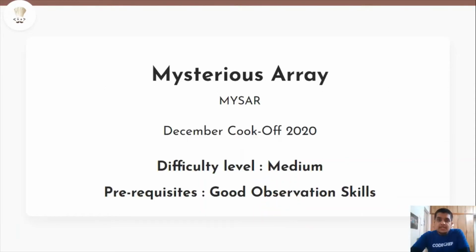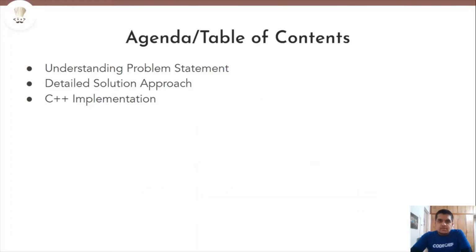The problem in discussion today is from the recent December Cook Off, and the problem name is Mysterious Array. The difficulty level of the problem is medium and the prerequisite is good observation skills. Now let us see the agenda for today. First, we will try to understand the problem statement. Next, we will see the detailed solution approach. Lastly, we will see the C++ implementation.